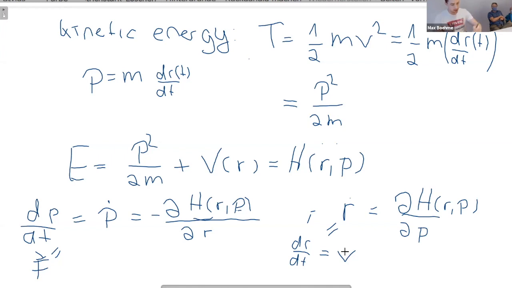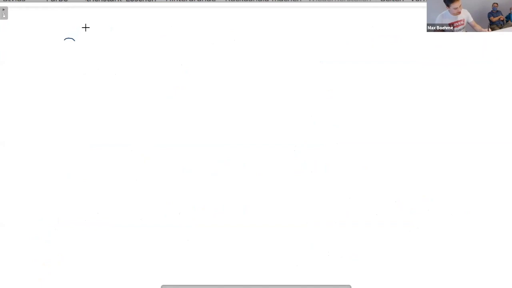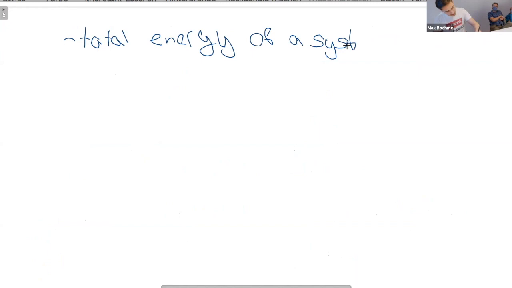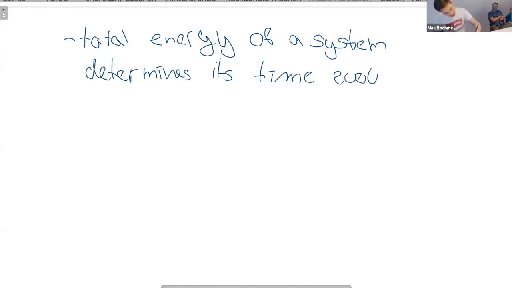So what we take from here is that the total energy of a system determines its time evolution. This is a remarkable sentence. This is an absolutely remarkable sentence. This is something that is beautifully unintelligible. Yes. And nevertheless true.